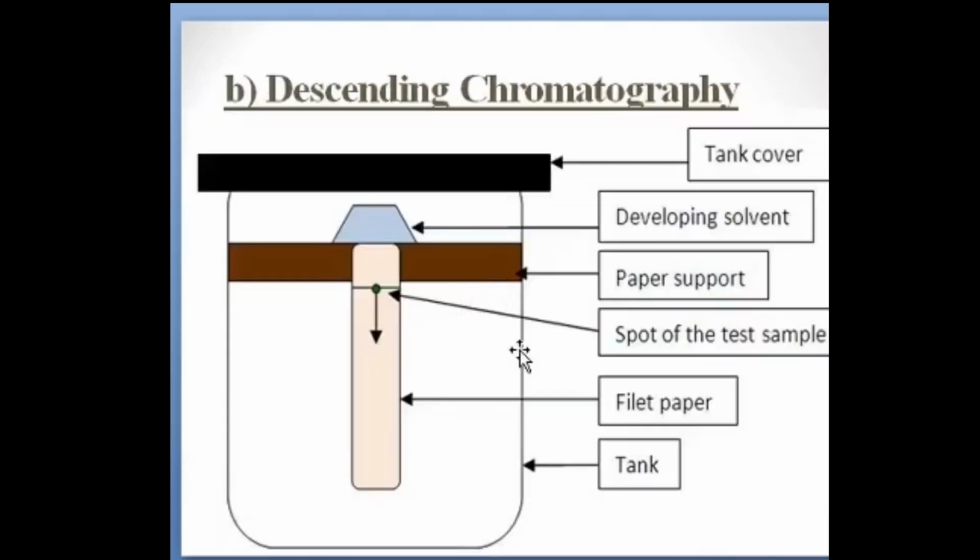Then in case of descending chromatography, it is the same thing: we draw the line, then we apply the sample, but here it is in descending order. Here we have a paper support system and a trough, and in that trough we fill in the solvent system. Then we leave it for 14 to 18 hours and that solvent system will flow down in descending order. In the same way, we take this out, dry it and stain it.